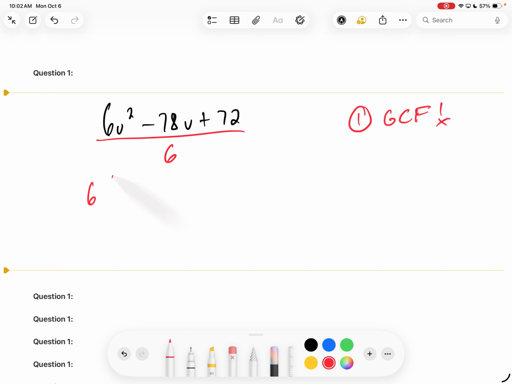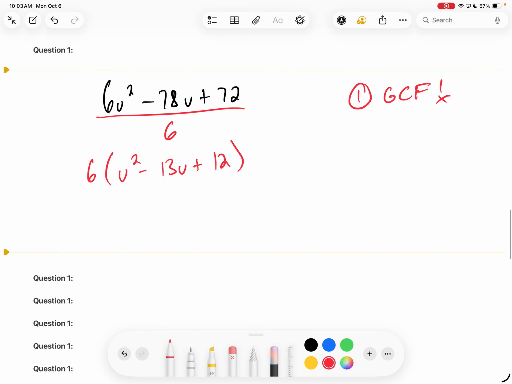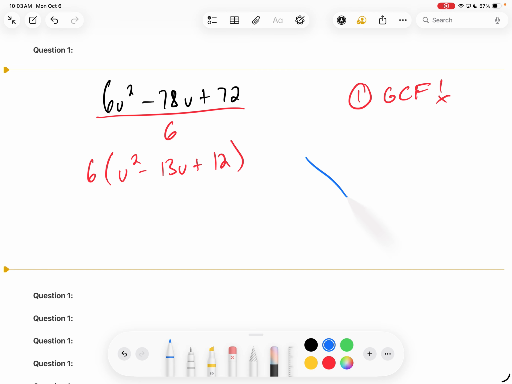Okay. So if I divide them by 6, u squared minus 13u plus 12. Now go through my factoring steps and say, okay, what multiplies to be 12 and adds up to be negative 13? This would be negative 12 and negative 1, right? So I put my two binomials.